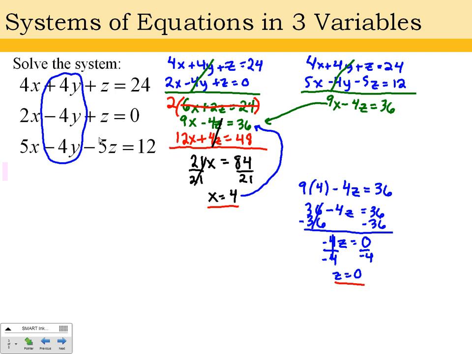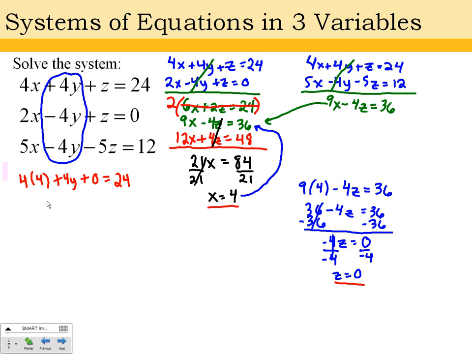I need to go back to one of my original three equations and plug those in so that I can find y. It does not matter which one you pick. I'm going to pick the first one just for fun. Sometimes there will be one that stands out as probably the easiest one to plug into, but that usually happens if I have one that doesn't have any numbers in front of the variables. That would make it a little quicker, but none of these really have that.